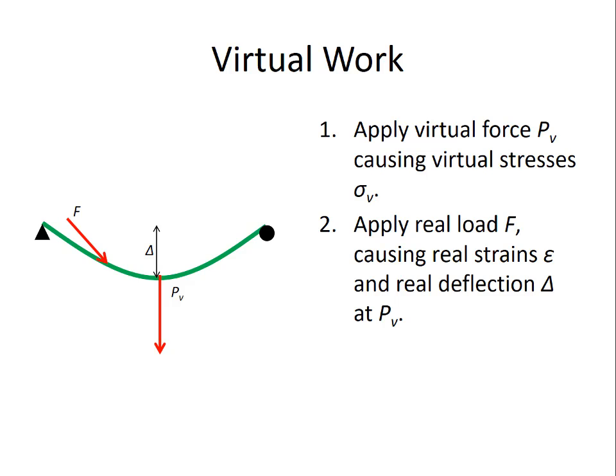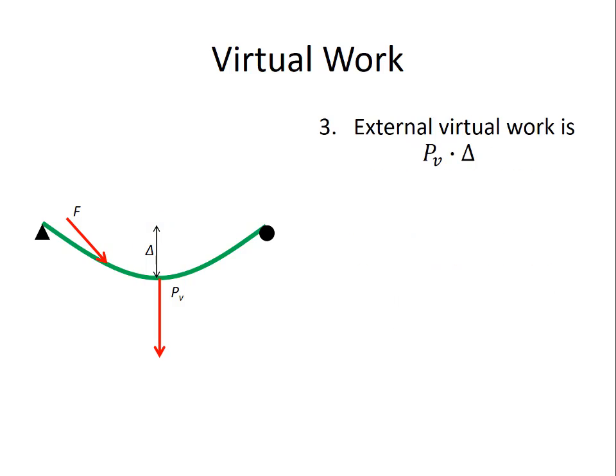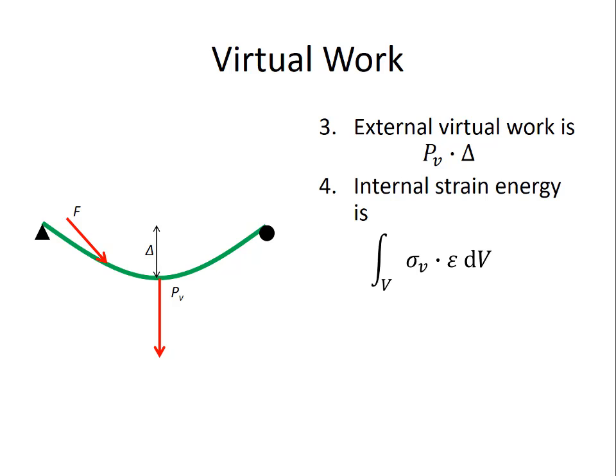When I apply the load, the structure deforms, and specifically it deforms a certain amount delta right at the location of the virtual force P sub v. The external work done by the force is the force times the distance. We'll keep in mind that previously there was a 1/2 factor, but here the virtual force was fully applied before the deflection occurred. So we can go back to basic physics. Work done is force times distance. The internal strain energy is similarly sigma times epsilon integrated over the volume. Very similar to what we did before, but we lose the 1/2 factor because the virtual stresses were already fully applied when the strains were developed.